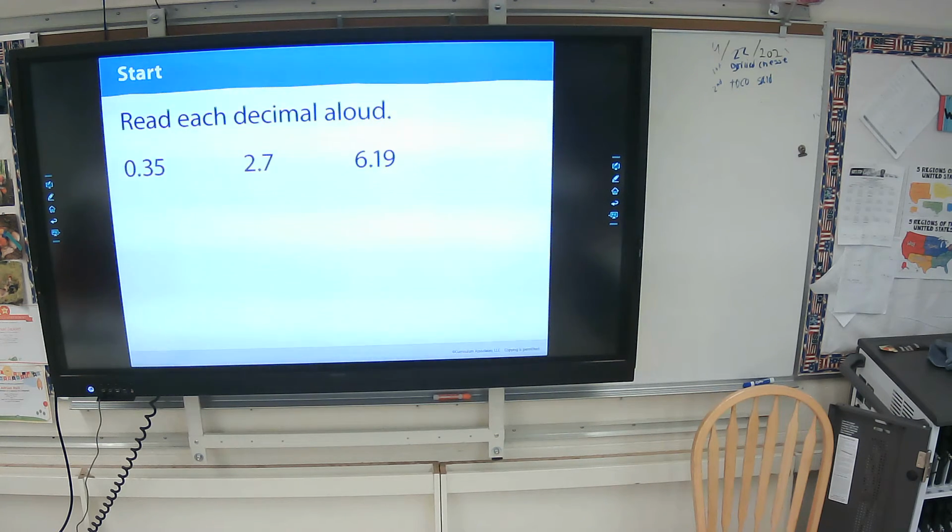Who wants to read the third one? Jacob? 6 and 19 hundredths. Beautiful. Remember, we say the whole number, the decimal point, then the number after the decimal point, and the last thing we say is the place value the last number is in.